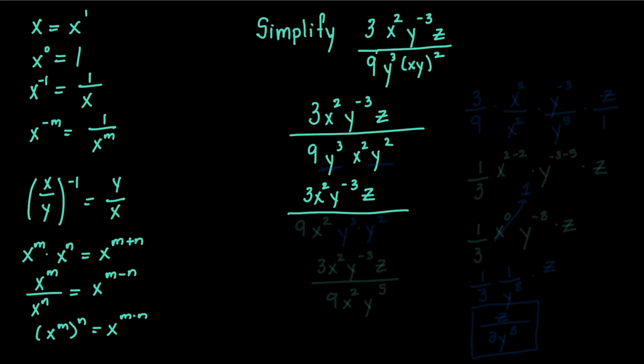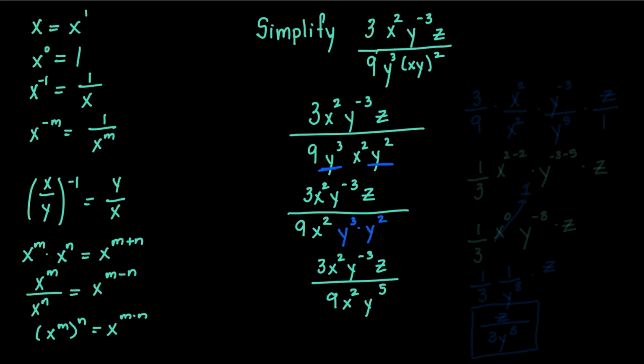But I see I have a y base and a y base in the denominator that I can combine. I'm just going to rewrite 9x squared, and then I'm going to put y to the third times y squared next to each other. So we know that's going to become y to the fifth, because I have the same base and I'm multiplying, so I add my exponents.